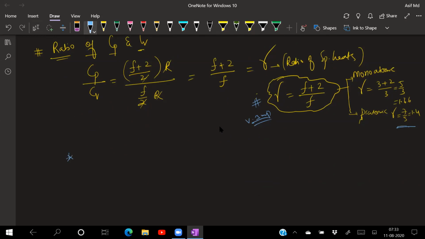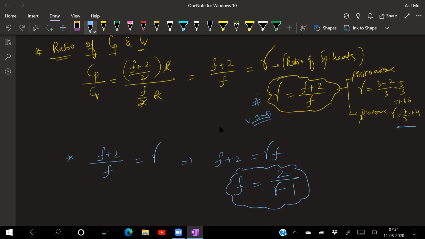One small thing is left out here, you just write it now. So (F plus 2) divided by F is how much? Gamma. Now from this I can simplify: F plus 2 is equal to gamma times F. So now I can calculate the degrees of freedom. Taking all the F terms on one side, F is equal to 2 by (gamma minus 1). That means if I know the gamma value, I can tell whether it is a monatomic gas or a triatomic gas.